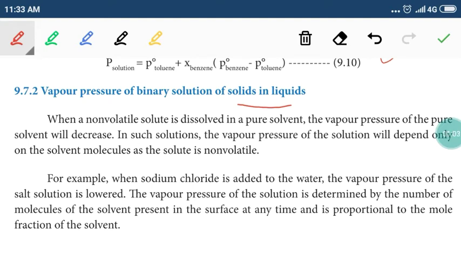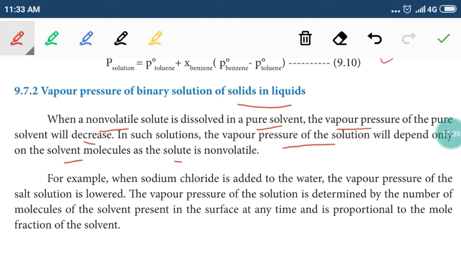As I said already, we are going to add a non-volatile solid solute to a pure volatile solvent. Because of this, the vapor pressure of the pure solvent will decrease, because one component is non-volatile in nature. So the overall vapor pressure of the solution will decrease, and this overall vapor pressure will depend only on the solvent molecules. It will not depend on solute particles, because they are non-volatile in nature.